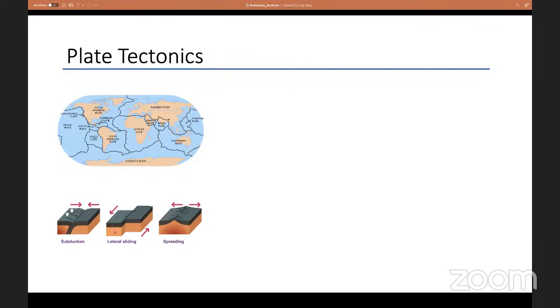The other one would be lateral sliding, where you have two plates colliding against each other and being slid in different directions due to various strains and stresses. And the third process that shapes the oceanic crust is spreading. This is the geological production of new crust, where volcanic eruptions take place and you produce new, fresh oceanic crust through spreading.